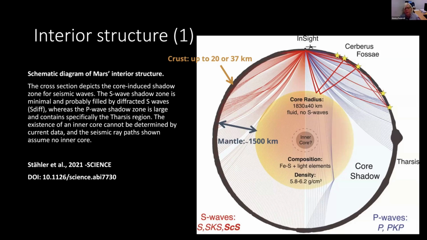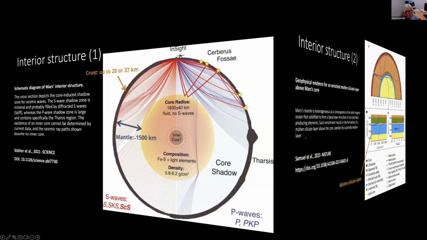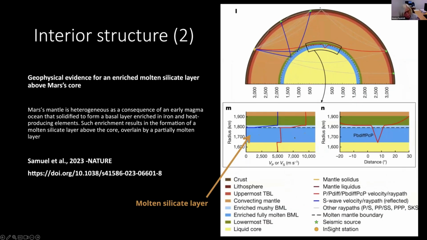Now we know that there is a crust which is from 20 to 37 kilometers thick. There is a mantle which is about 1,500 kilometers thick. And we know that there is a liquid core. What we do not know yet is if there is also an inner solid core. Actually, in 2023, Samuel et al. discovered that the lowermost part of the mantle consists of a molten silicate layer, and it is a few hundred meters thick.